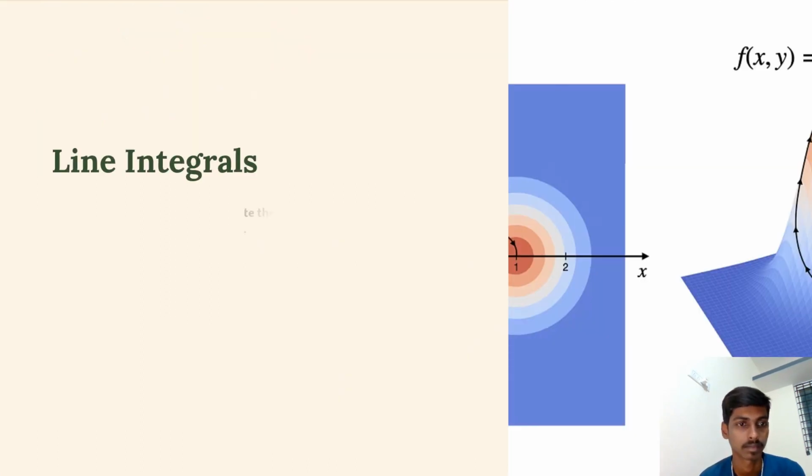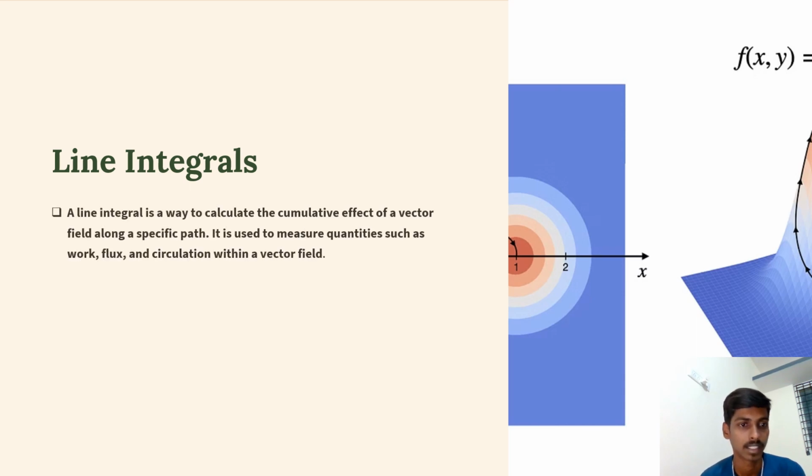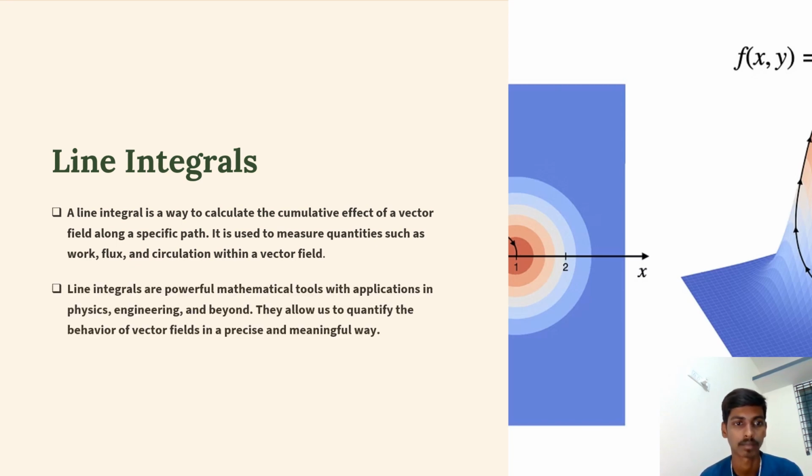Line integrals. Firstly, a line integral is a way to calculate the cumulative effect of a vector field along a specific path. It is used to measure quantities such as work, flux, and circulation within a vector field. Line integrals are powerful mathematical tools with applications in physics, engineering, and beyond. They allow us to quantify the behavior of vector fields in a precise and meaningful way.